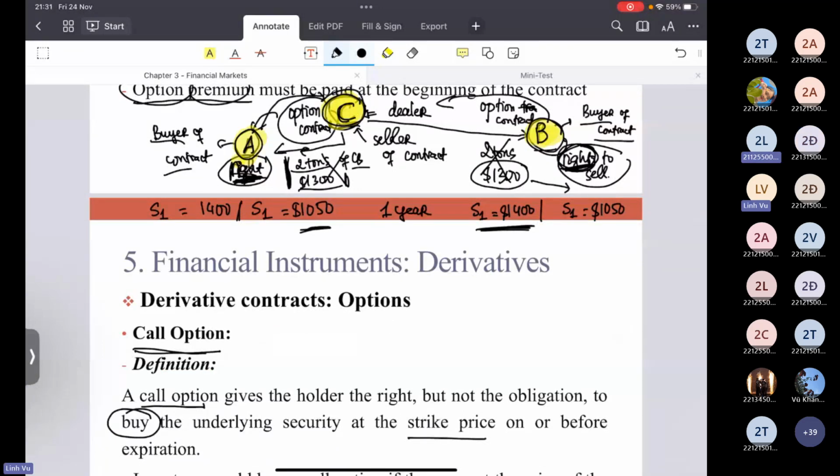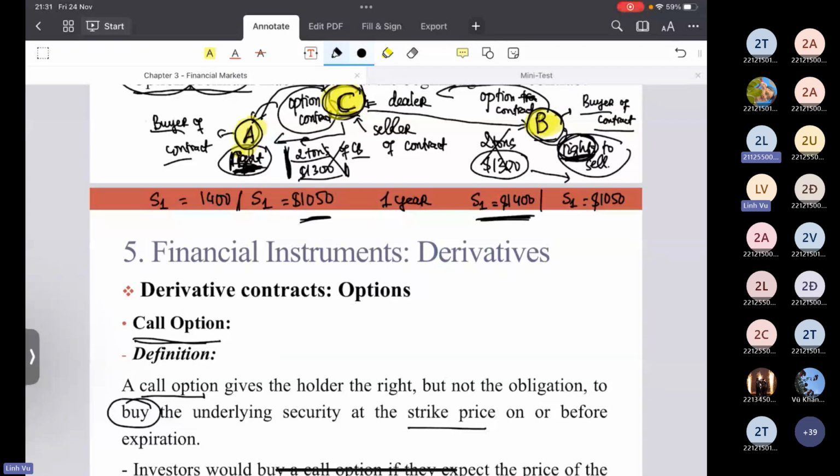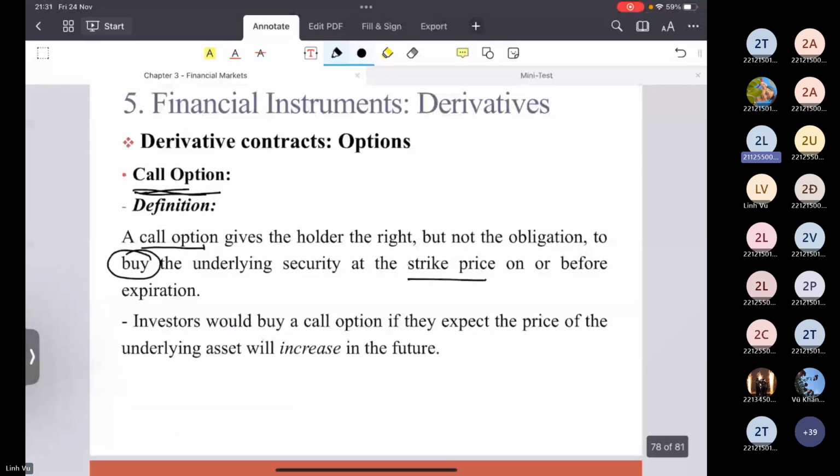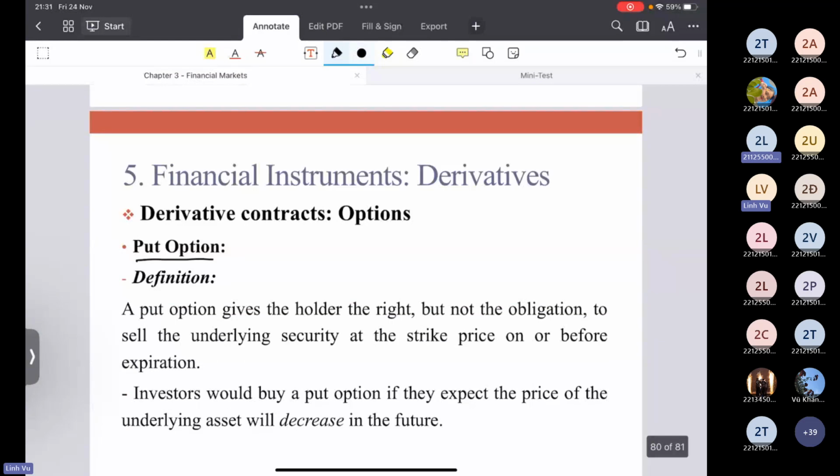if party A wants to have the right to purchase the asset, then we call it the call option. And if party B involved in the contract has the right to sell the asset, then we call it the put option contract. Okay, put option contract. The put option gives the holder the right, but not the obligation, to sell the underlying security at the strike price on or before expiration.